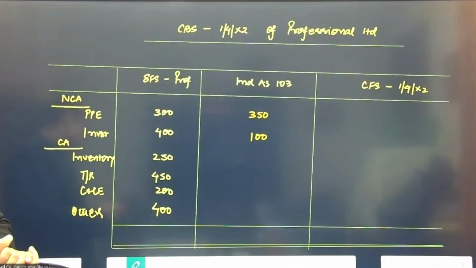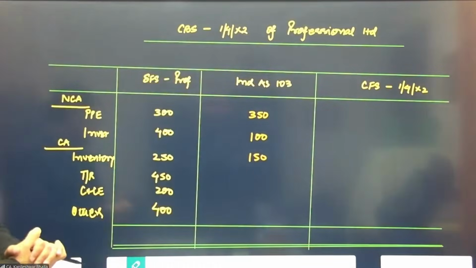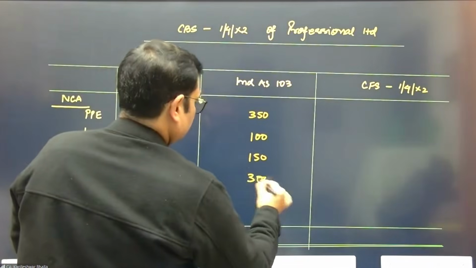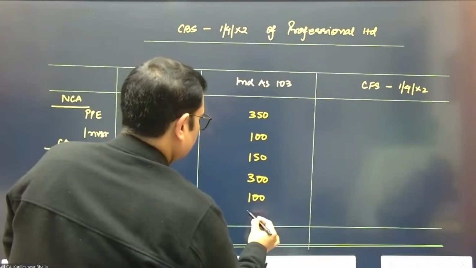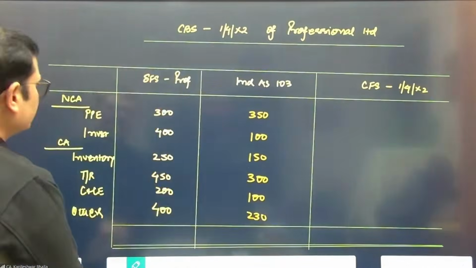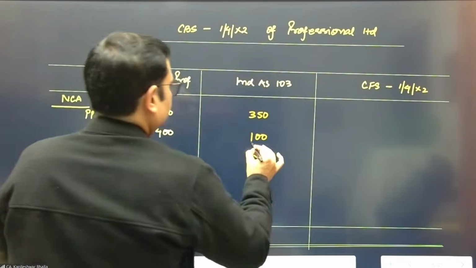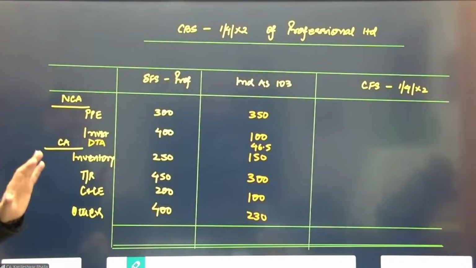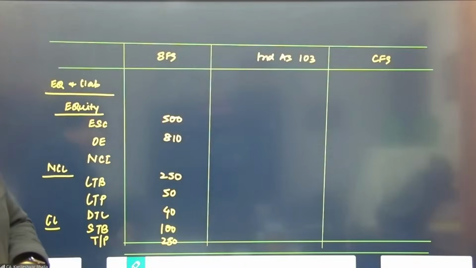Then inventory in the entry, I think, is 150. And then there is a trade receivable that's, I think, 300. Then there is cash and cash equivalents of 100. And then this is 230. Then I think there is a DTA. I'll take the DTA out here. That was, I guess, 46.5. I think that's it on the asset side. So this is done. Then on the liability front, we had long-term borrowings of 200.